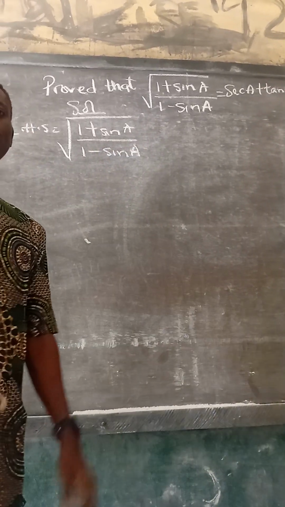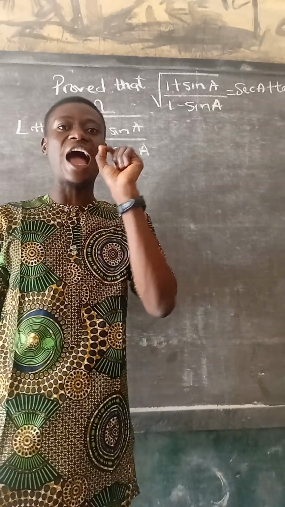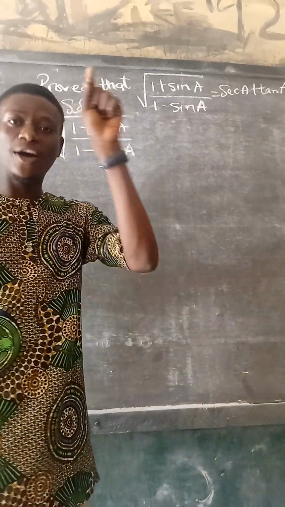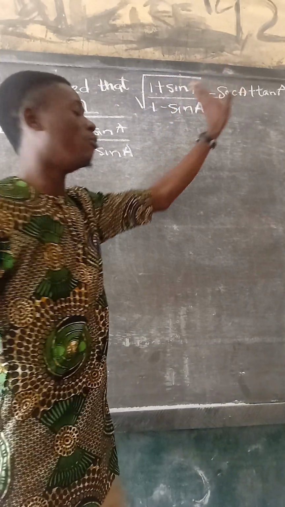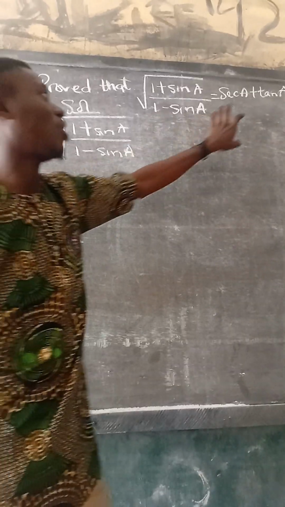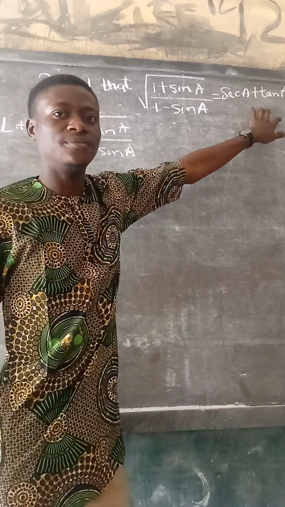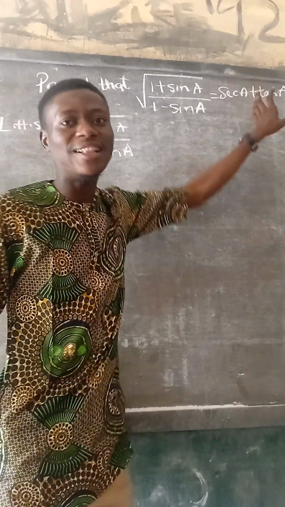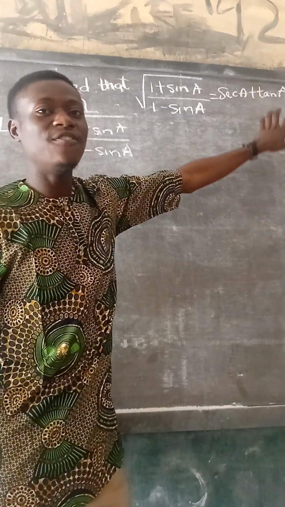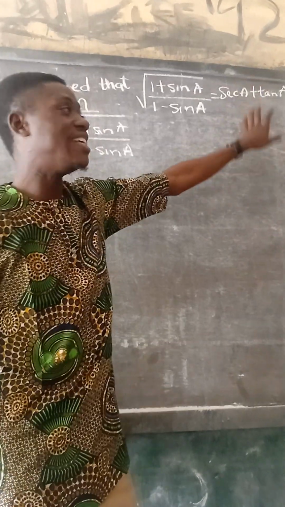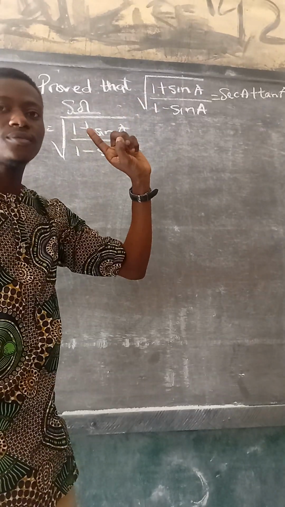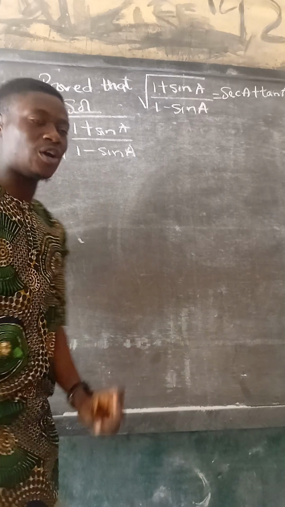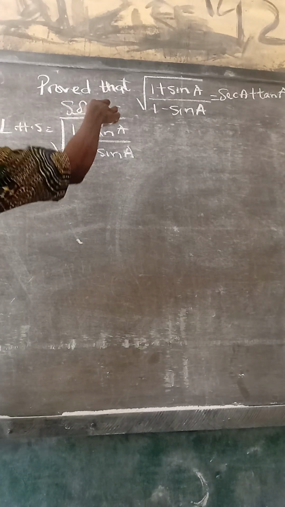When it comes to proving, one thing that we must always have at the back of our mind is where we are actually going to. We are proving from our left-hand side that this will give us this. So this is our final destination. Since our final destination does not have a square root, we must deal with this square root. How do we do that? We multiply the numerator and denominator by the square, so we can deal with that square root.